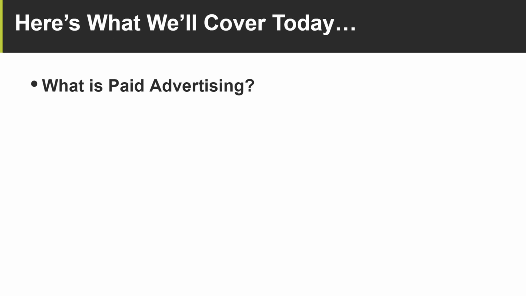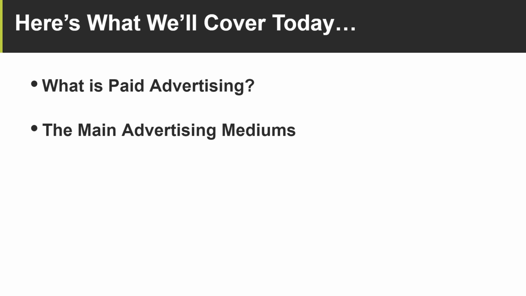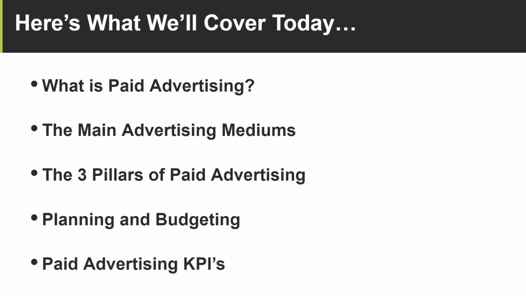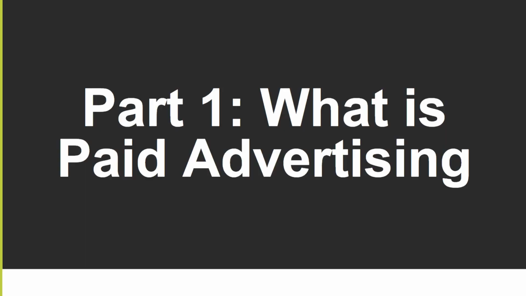So what we're going to cover today is what is paid advertising, some definitions, the main advertising mediums, the 3 pillars of paid advertising: planning and budgeting your ads, and then what KPIs to track, key performance indicators for paid advertising, to make sure that you're actually getting traction with your paid efforts. So let's just get right into part one.